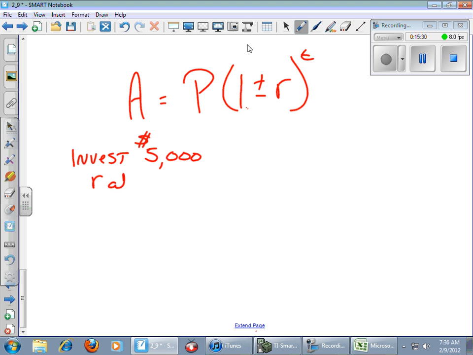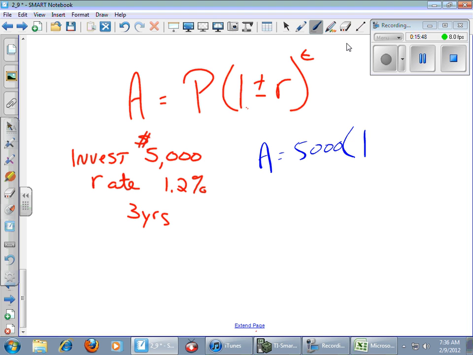The bank was going to give you a rate of 1.2%, and you were going to keep it in there for 3 years. Okay, how would you do a problem like this? Well, it'd be simple. A would equal 5,000 times the quantity of 1 plus, because my money is going up, 0.012. That's my rate, because I always want the decimal, not the percent, and the time period is 3 years. Okay, I crunched that on a calculator, which I'll leave you to do, and you can see the answer.